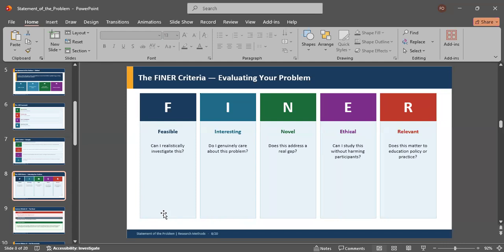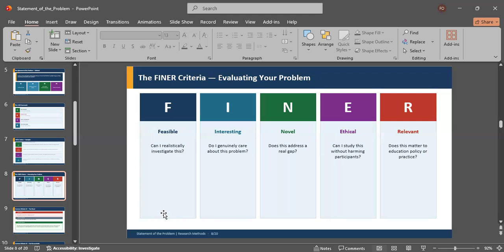Can I study this without harming participants? Yes, this is very important. That's why we have an ethics section in research. It should be a separate part in Chapter 3, the methodology, right? But after writing your statement, like I said, you can now justify it. You can check if you have done a nice job by checking the ethical aspect of it. You cannot carry out this research without harming participants?